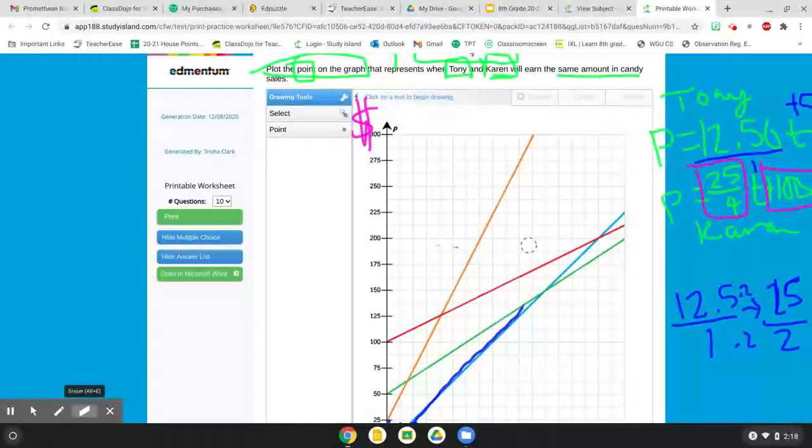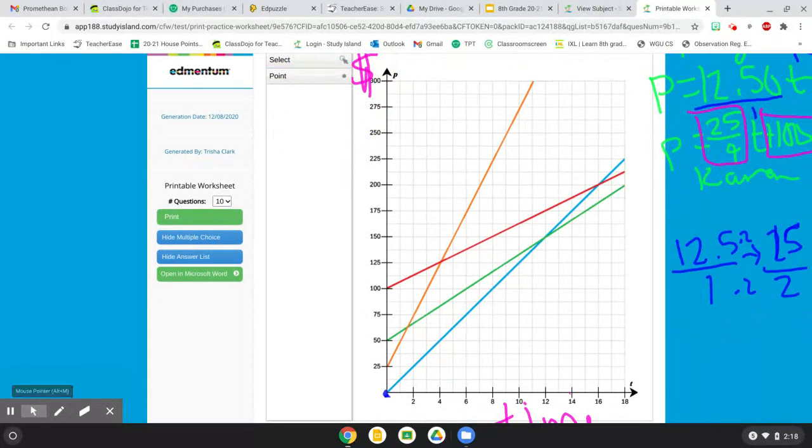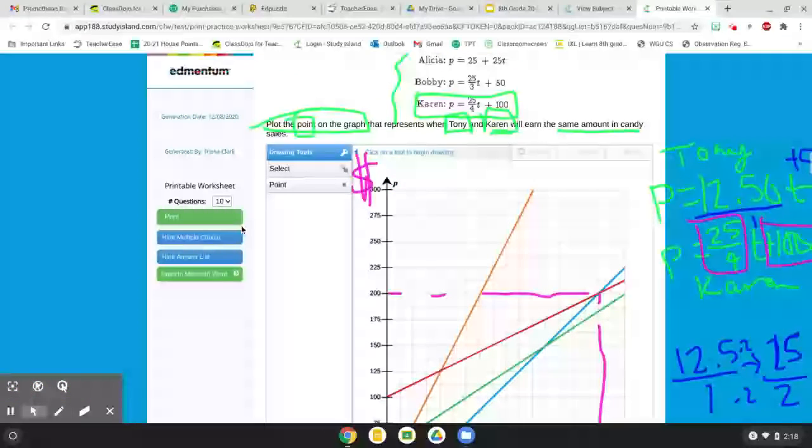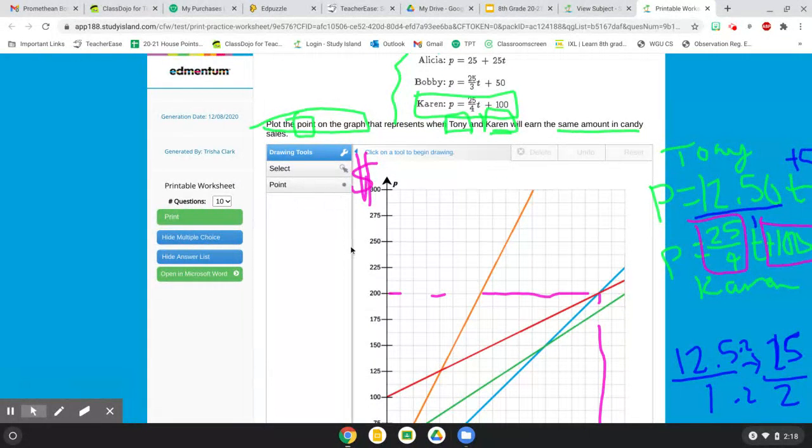Which it looks like my drawing kind of messed things up. But where red and blue cross, I might have lied. It looks like, now that I don't have my scribbles all over, it's really at 16 hours and 200. That makes it a little bit easier, huh? Okay, so I'm going to select that point tool, and, well, it's not going to let me because I'm on the printable sheets. I'd select the point tool and then mark that dot right where they cross.